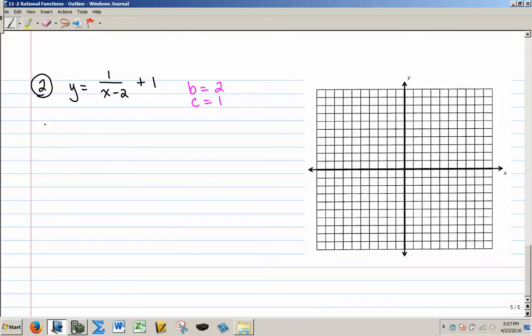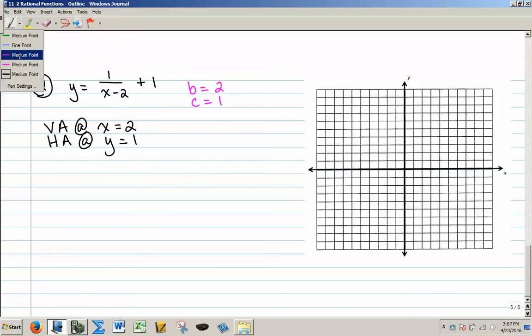So that means that I'm going to have a vertical asymptote at the line x equals 2, and I picked that up from my b, and a horizontal asymptote at the line y equals 1, and I picked that up from my c. So let's go ahead and draw in those asymptotes. The line x equals 2 is a vertical line through 2 on the x-axis. And my horizontal asymptote is the line y equals 1, and that's a horizontal line through 1 on the y-axis.